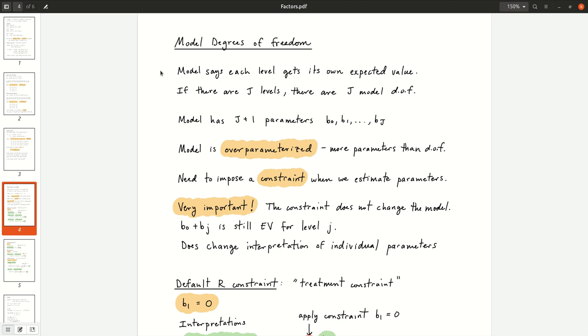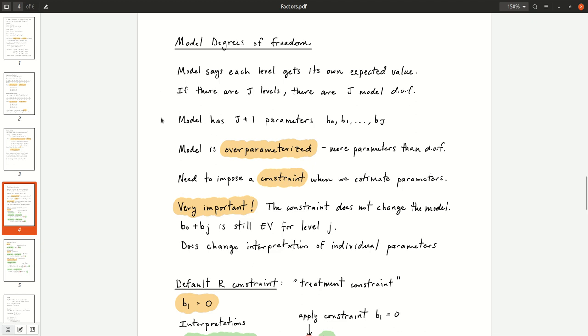it says that each level of the factor gets its own expected value. So if there are J levels of the factor, then forget about how it's parameterized with the B0s and the BJs for a second. The model just says that each level gets its own expected value. So if there are J levels, there must be J model degrees of freedom, because to specify the mean part of the model, you just need to give me those capital J numbers. With the drug trial, there were 3 levels, and each level gets its own expected value. So if I were to ask you what are the means for this model, you would need to give me 3 numbers. So there must be 3 model degrees of freedom.